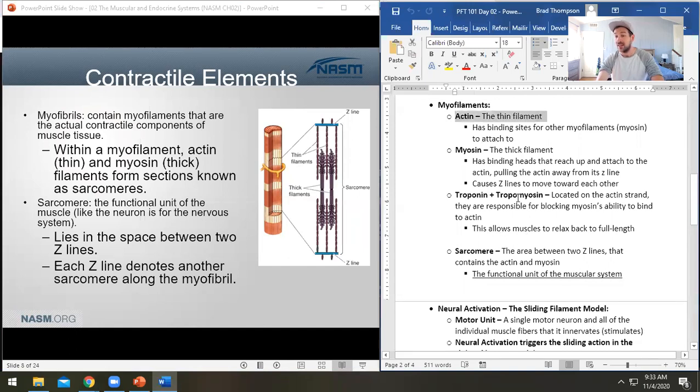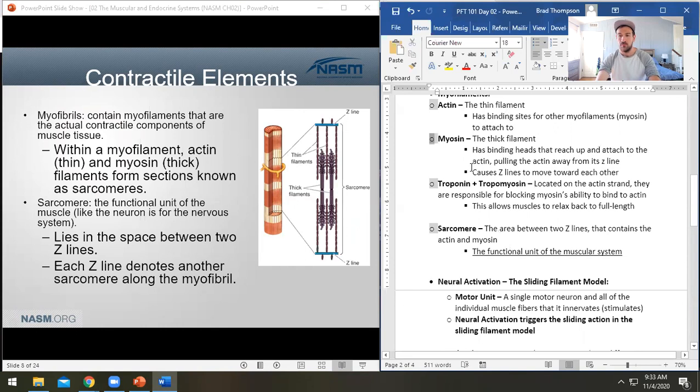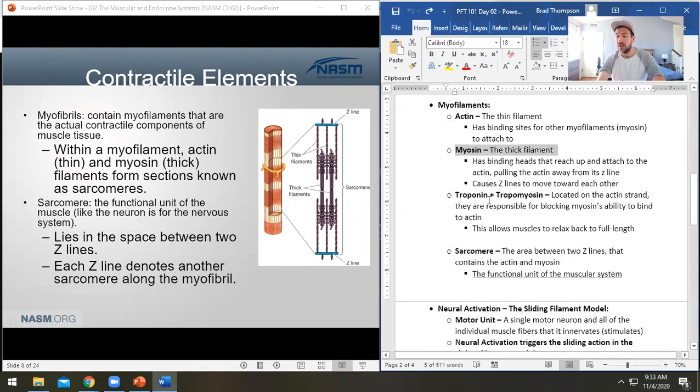So actin's the thin filament, myosin is the thick filament, and then troponin and tropomyosin, they are the binding blockers. They're there to make sure that a muscle can relax when we don't want contractions to take place.